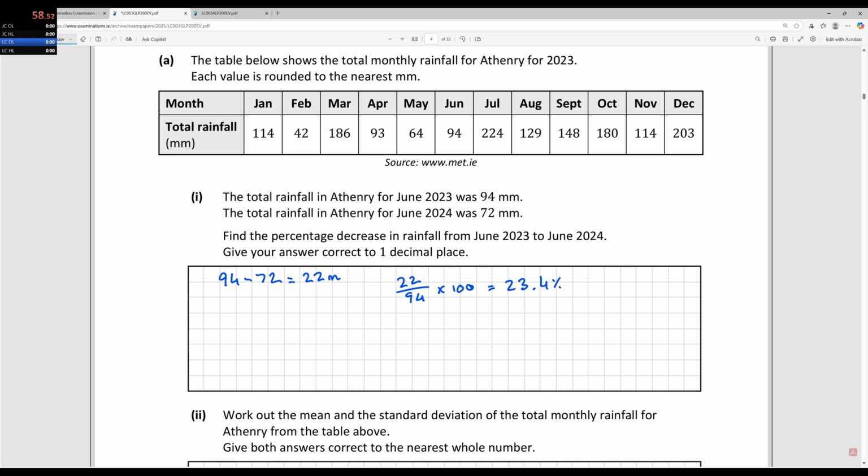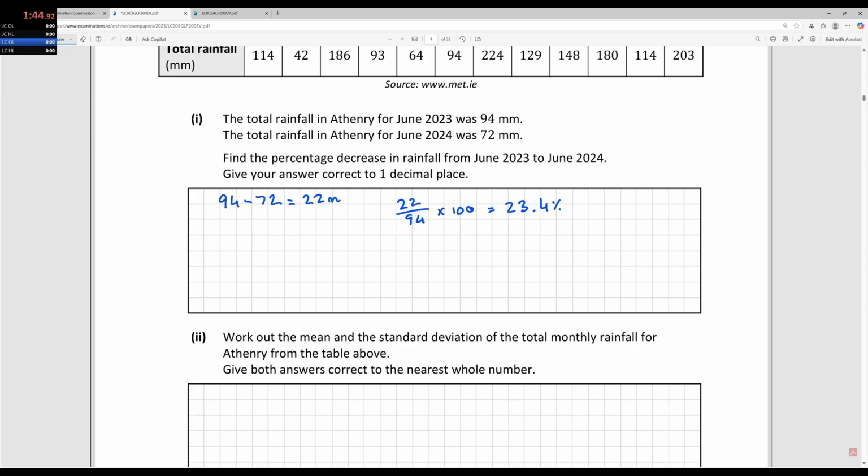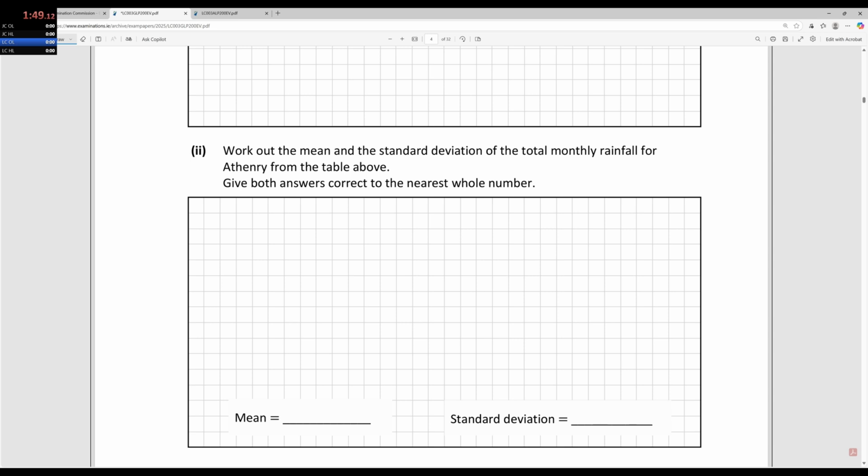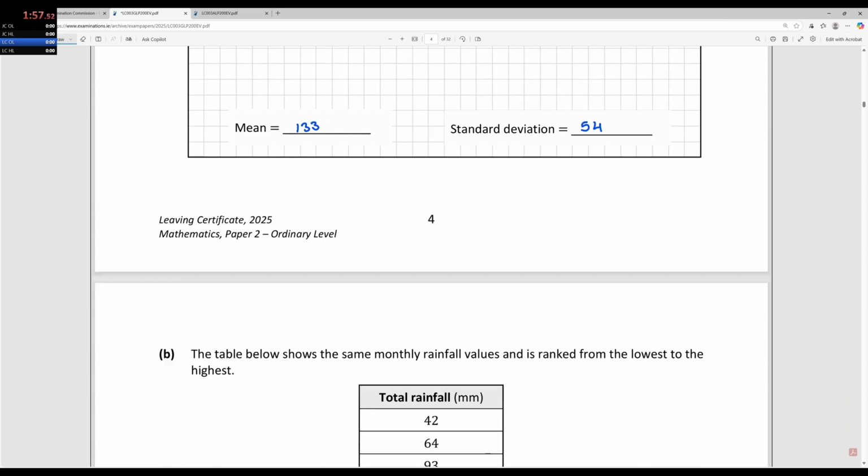Okay. Work out the mean and standard deviation. Yep, you're just going to have to sit tight while I'm doing this. Hang on. Now. 114, 42, 186, 93, 64, 94, 224, 129, 148, 180, 114, 203. Hopefully I've typed all of them in now. And then on my calculator, I do this and this and then this, but it's all in German, so who knows? The mean, correct to the nearest whole number, 133. Standard deviation, 54. Okay, I showed them how to do that the day before, so hopefully.